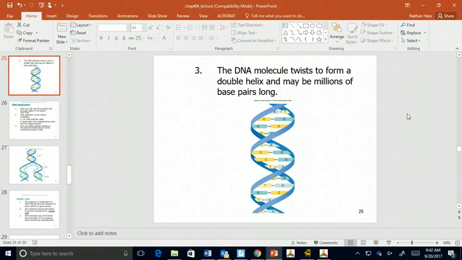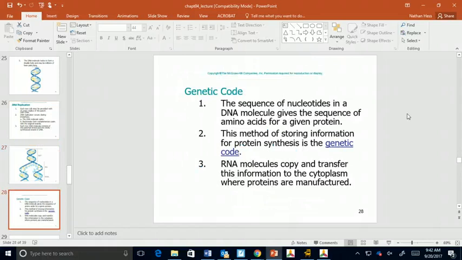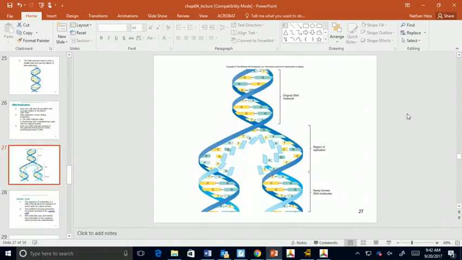So the strand itself is the phosphate? Right, the phosphate and the sugar is the blue part. Yep. And then the bases are just these guys in the middle. Okay. Are you with me on this part?